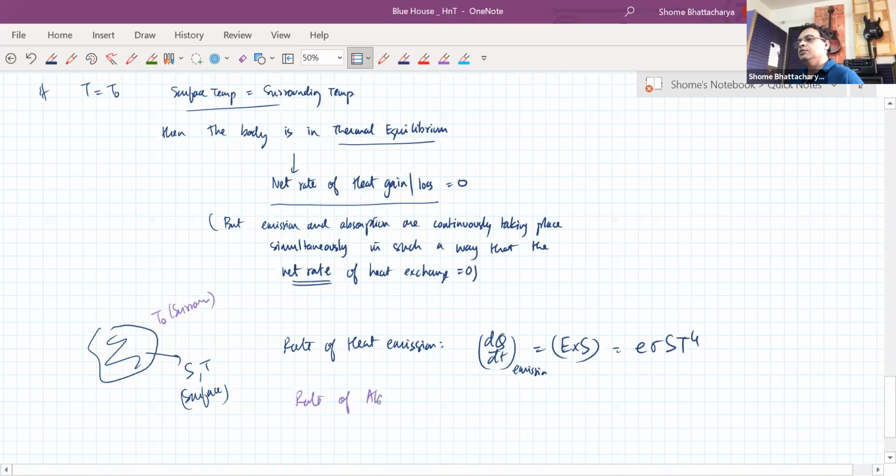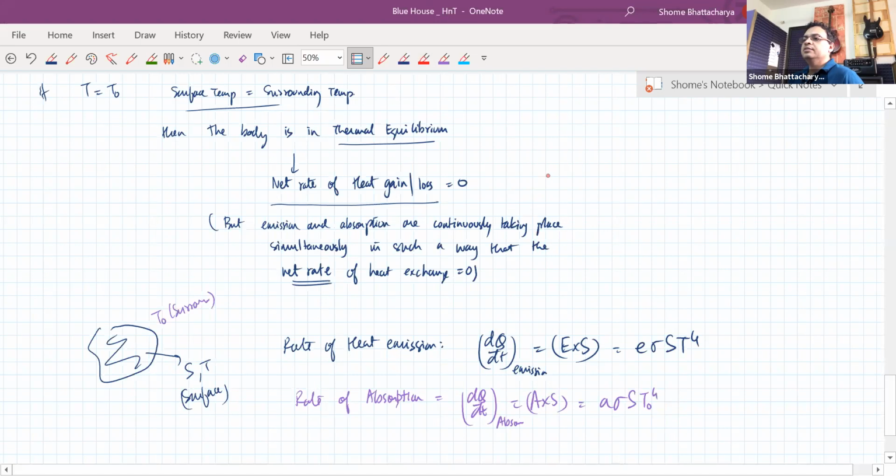The rate of absorption should be equal to, similarly, E into sigma into surface area into T naught raised to the power 4. It should be absorptive power into surface area. So it should be absorptivity into sigma into the same surface area but into surrounding temperature to the power 4.